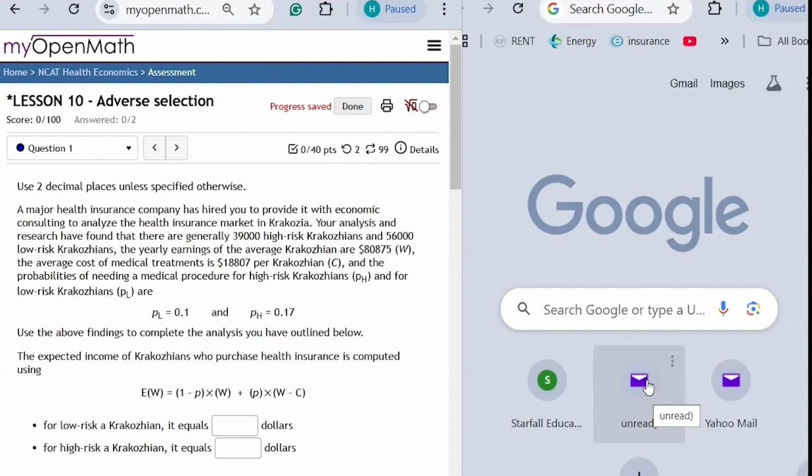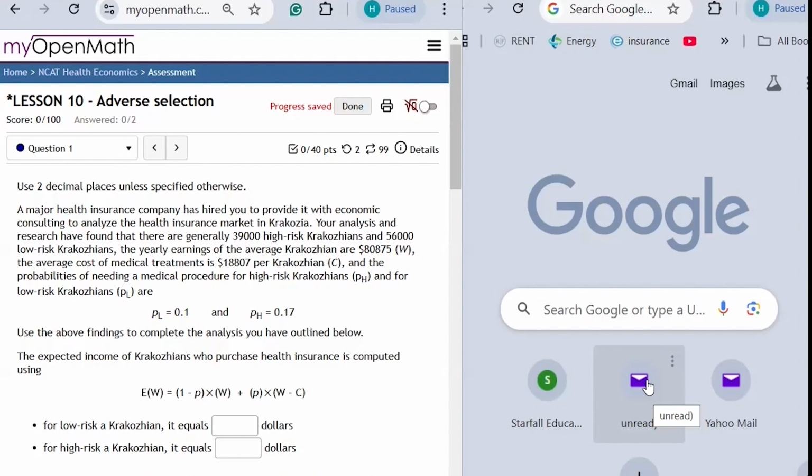It could also be a group of people who have a genetic predisposition to cancer. They would be high risk Caucasians. So there's a lot of ways that we're going to be able to analyze real world situations using this generic model. Now, the yearly earnings of the average Caucasian in my version of the model is $80,875. And the average cost of medical treatments in my version of it is 18,807 per Caucasian.